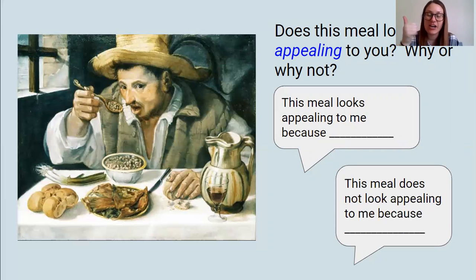Great job, second grade. Now you are going to open up the Google form assignment that goes with this. There is one question we are asking you today. We are asking you to write down one thing that you think he is eating. So look at the painting and write down one thing that you think he is eating.